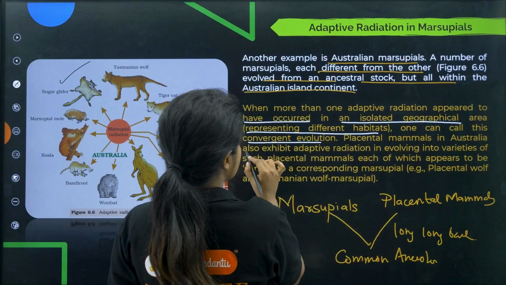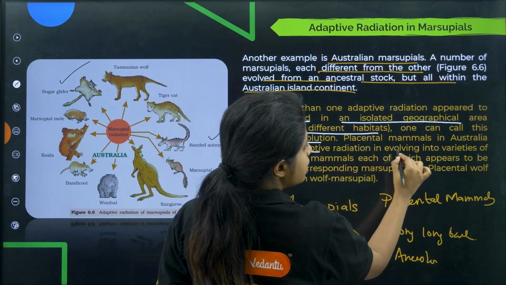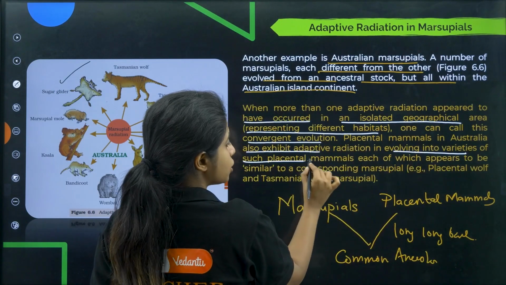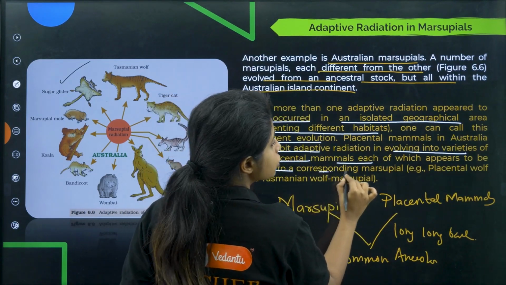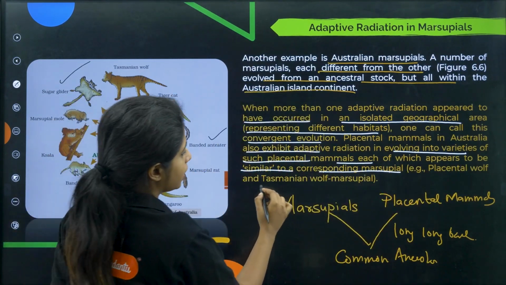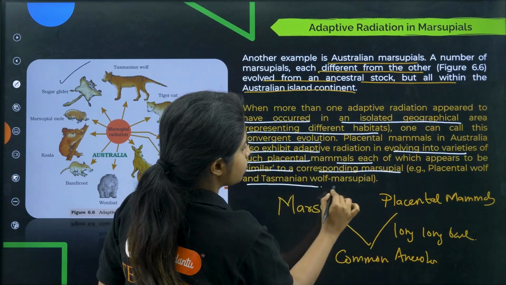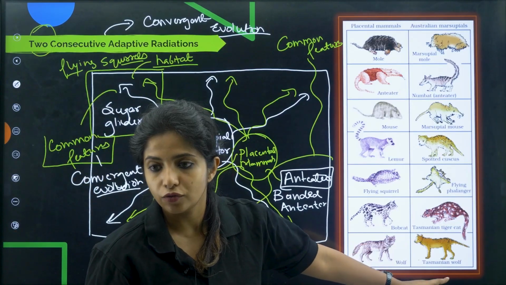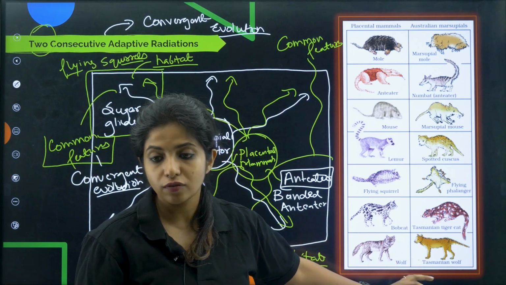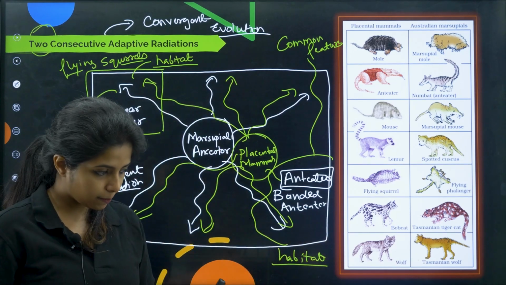Placental mammals in Australia also exhibit adaptive radiation, evolving into different varieties, each of which appears to be similar to a corresponding marsupial, that is, the placental wolf and the Tasmanian wolf, a marsupial. So over here you see the placental wolf and the Tasmanian wolf, and they have some sort of similarity. Okay, so I'll just sum this up. Listen to me very carefully because I know this would be confusing. I don't want to confuse you even a bit.